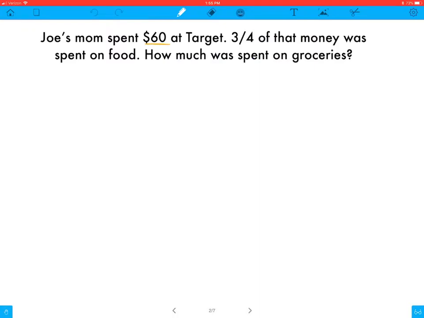So Joe's mom spent $60 at Target. That seems pretty tame compared to what I could do, but oh well. 3/4 of that money was spent on food. How much was spent on groceries? So we're going to lump food and groceries together, call it good, but I'm going to revisit this question and ask myself, is this multiplication or is it division?